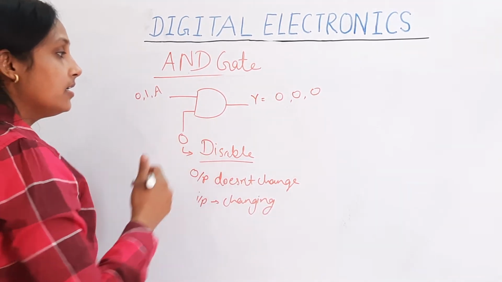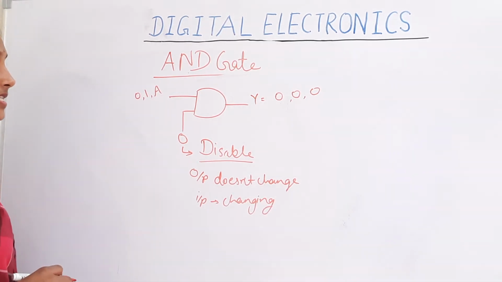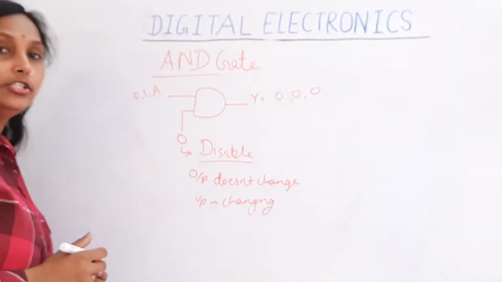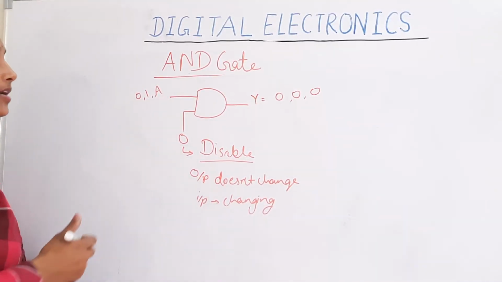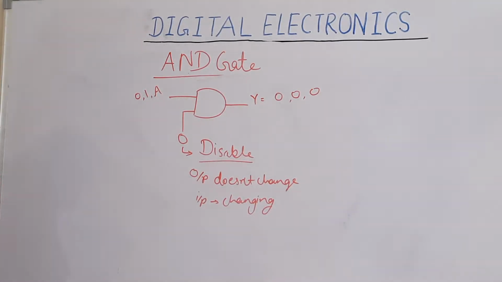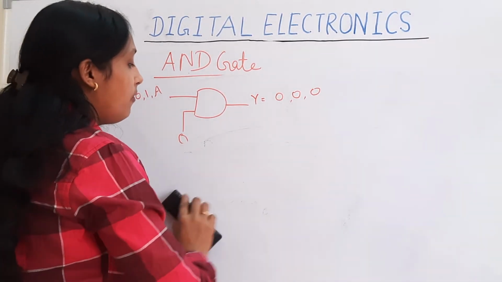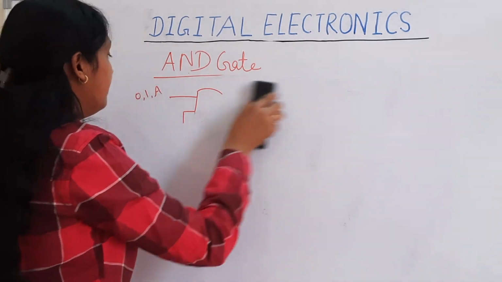This AND gate is disabled. When you are connecting one of the inputs permanently to logic 0, it behaves like a disabled gate. Now we will see one more example, for enable.